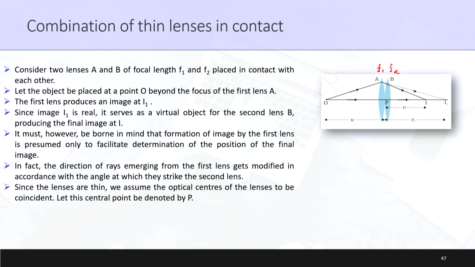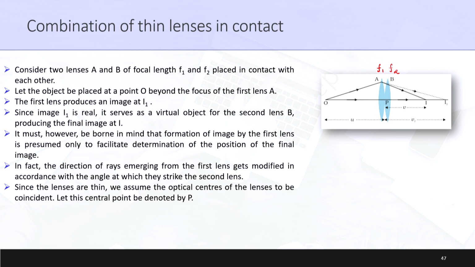Let the object be placed at a point O beyond the focus of the first lens A. That means the focus is somewhere here, and we are putting the object somewhere beyond the focus. The first lens produces an image at I1. So let us assume that the image formed by this lens is formed at this location here, which is denoted by I1. Okay, so this has been done.